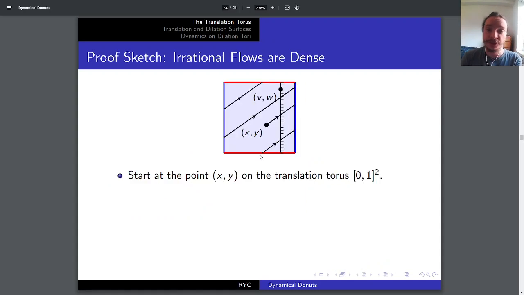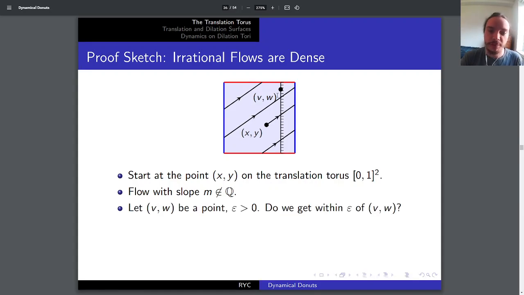So how do we prove something like this? Well, it's a little bit more in-depth of a proof than the proof for rational slopes, but if you focus on the picture, you might be able to see what's going on. Okay, so let's try to go through the proof. So first of all, we're going to start at this point xy. Okay, and what do we want to prove? We want to prove that if we flow with an irrational slope m, then if you pick any point at all vw, then eventually we're going to get within any error of VW.